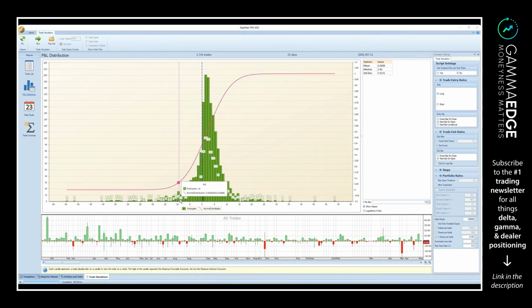Now, if you're looking closely, you see that there are some positions here on the left-hand side which closed out at a very, very low amount.